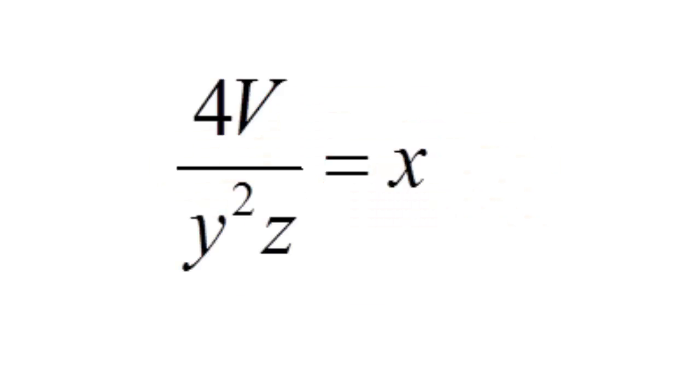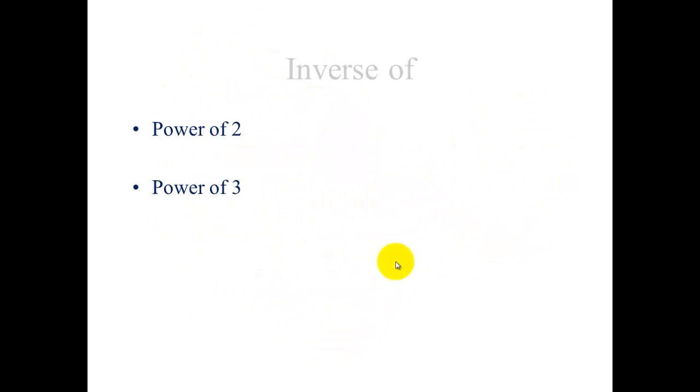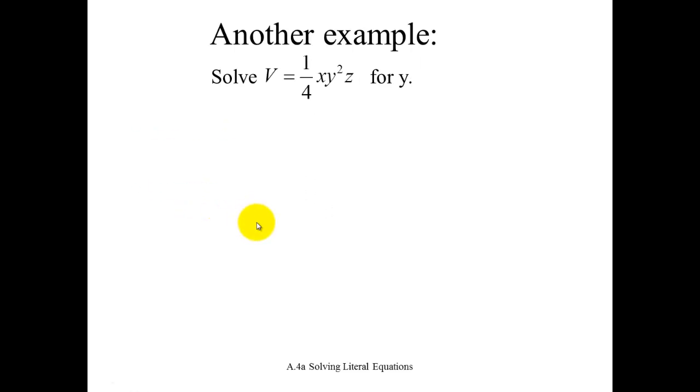So the answer that you're going to get here is 4v divided by y squared z equals x. Okay, what about if we have exponents? What will be the inverse of exponent 2 and exponent 3? The inverse of the exponent 2 is the square root, and the inverse of the exponent 3 is the cube root. So let's apply that concept in solving this equation.